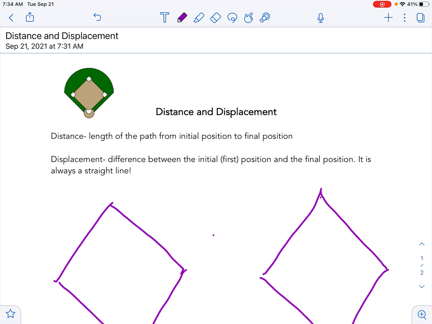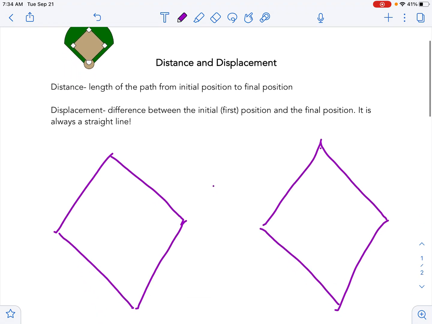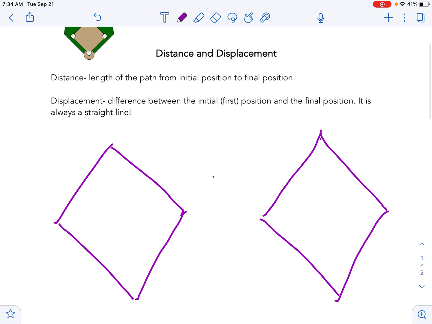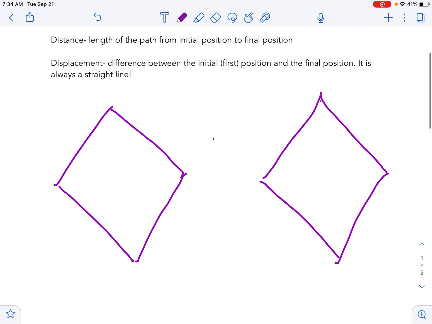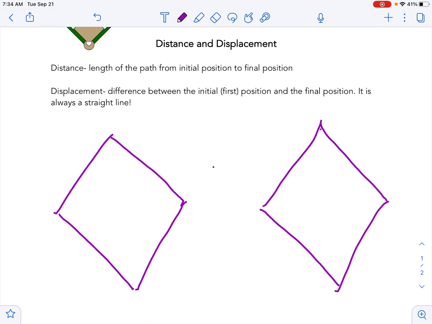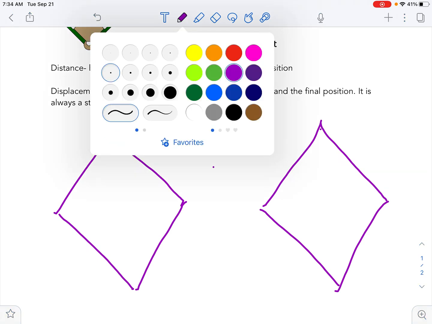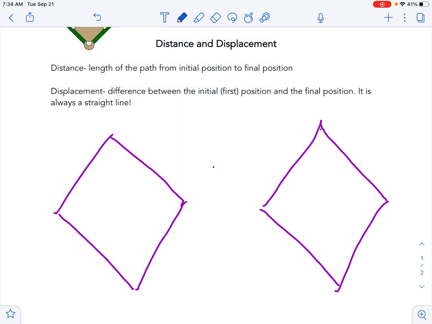Displacement is going to be the difference between the first position and the final position. So where did you start and then where did you end? Similar to distance. However, you are going to be drawing a straight line from the beginning to the end, and that is displacement. Now, drawing baseball diamonds is a great analogy for this. Okay, so go ahead and draw 4 baseball diamonds on your paper. All right, to kind of show the 4 different ones that we are going to do.